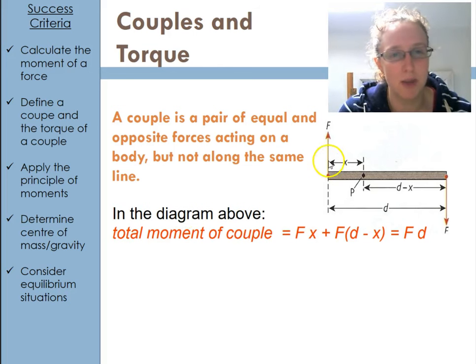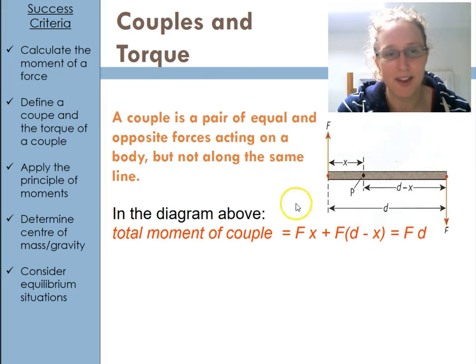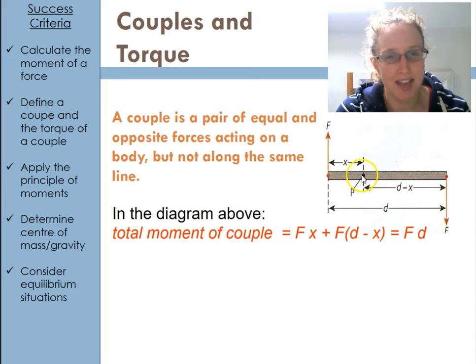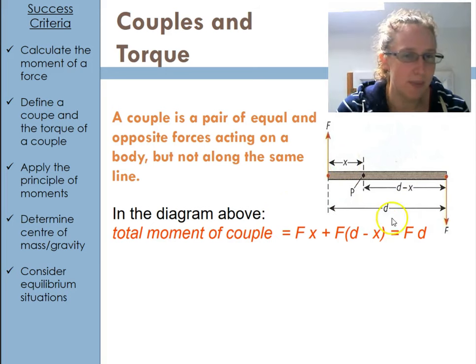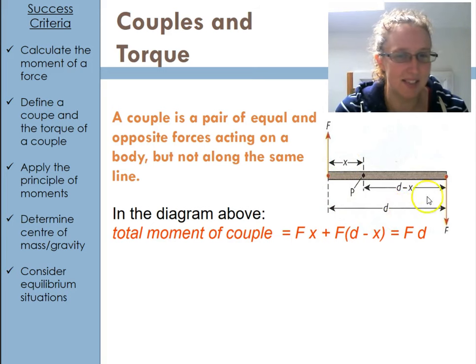If I look for the total moment, now this F is going to be making it turn clockwise, and this F is also going to be making it turn clockwise. So they're both clockwise moments. So if I add them together, I can find the total clockwise moment. So the moment caused by this one is going to be F times X, because it's pivoting around this point. And the total moment by this one is going to be F times D, so the total distance between them, minus X. So basically, if I've got X and D minus X, then that gives me D.